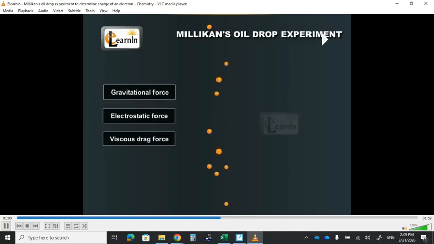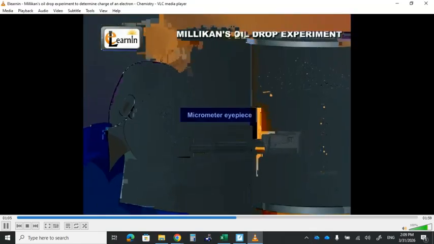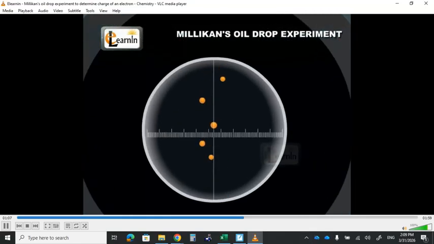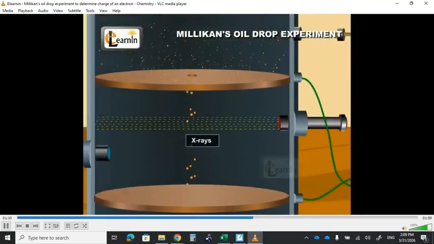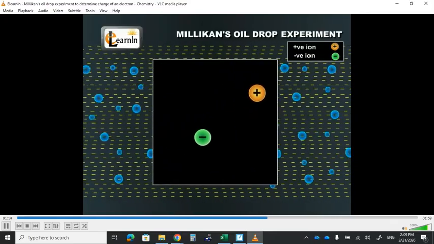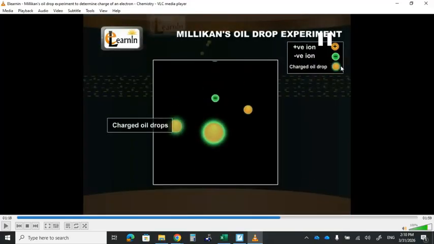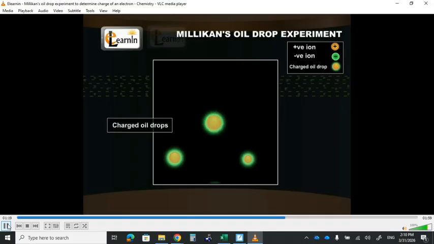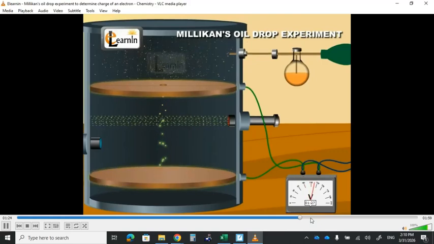The rate at which these drops fall were measured by observing the micrometer eyepiece of a telescope. X-rays through the chamber ionize the air inside. On colliding with gaseous ions, these oil droplets acquire charge. The rate at which these droplets fall can be controlled by changing the strength of applied voltage to the plate.